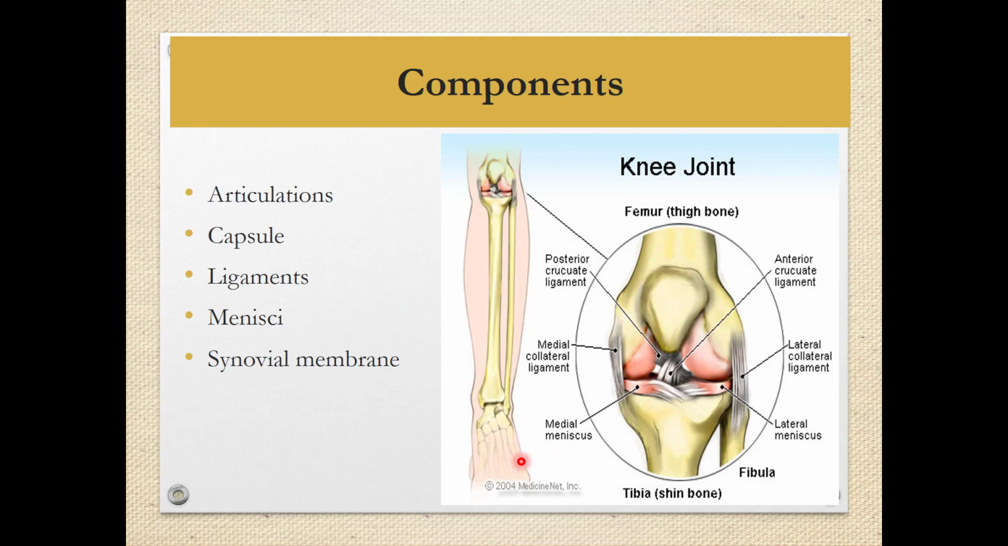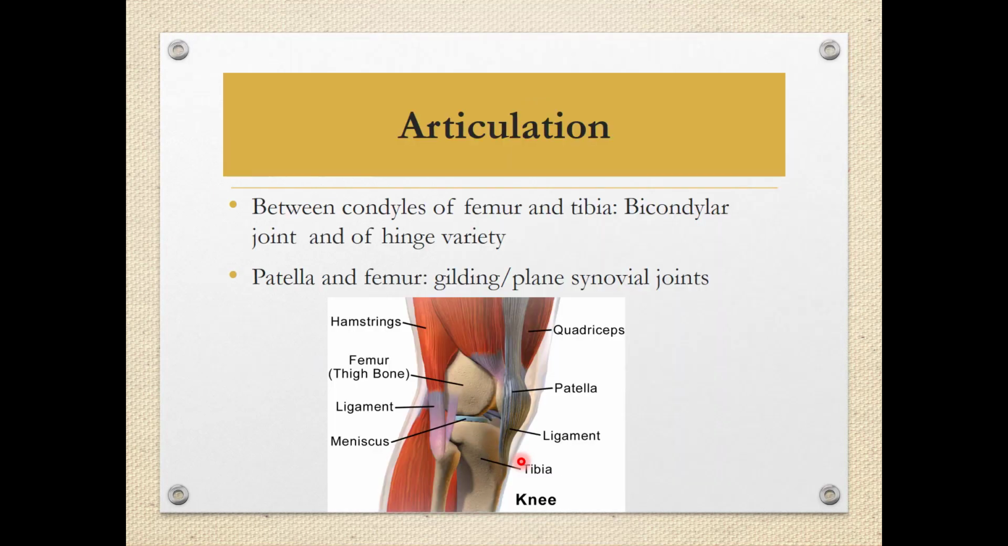Now we will discuss some of the components of the knee joint one by one. First of all, articulation, then capsule, then ligaments, then menisci and synovial membrane. And at the end, we will discuss the movements of the knee joint and the nerve supply and the blood supply of the knee joint.